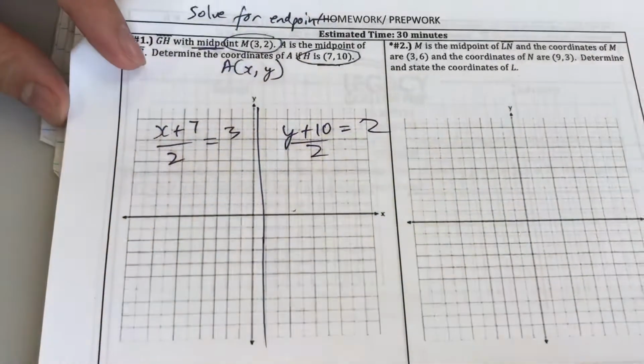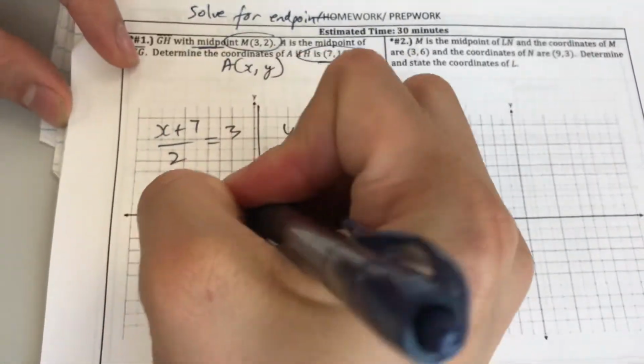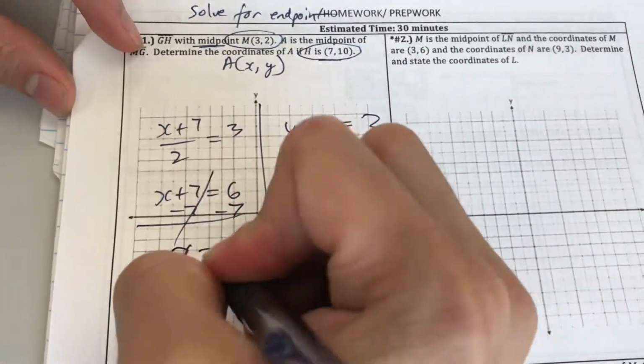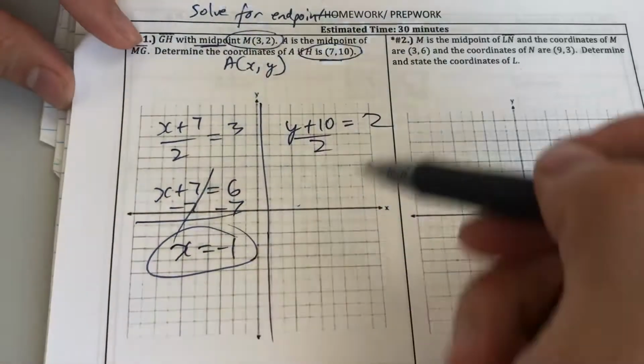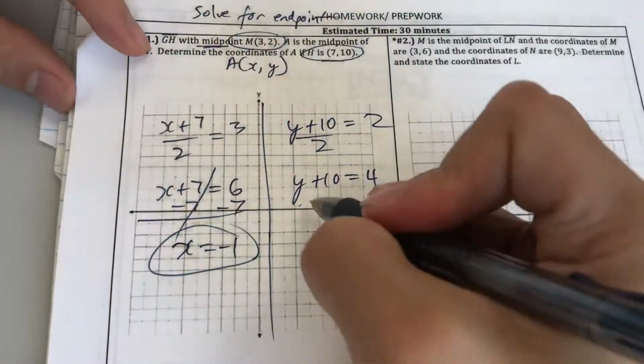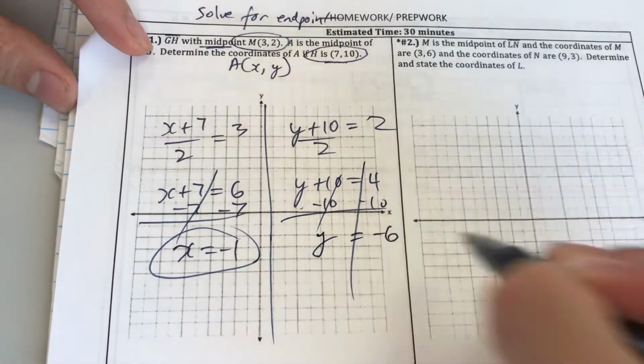All you have to do now is just cross multiply to solve, okay? I don't know why these graphs are here. I guess you could use the graph to graph it. But now you get x + 7 is equal to 6 if you cross multiply, and you subtract 7 on both sides, x is equal to -1. If you cross multiply right here, you get y + 10 is equal to 4. Simply subtract 10 on both sides, right? y is equal to -6.